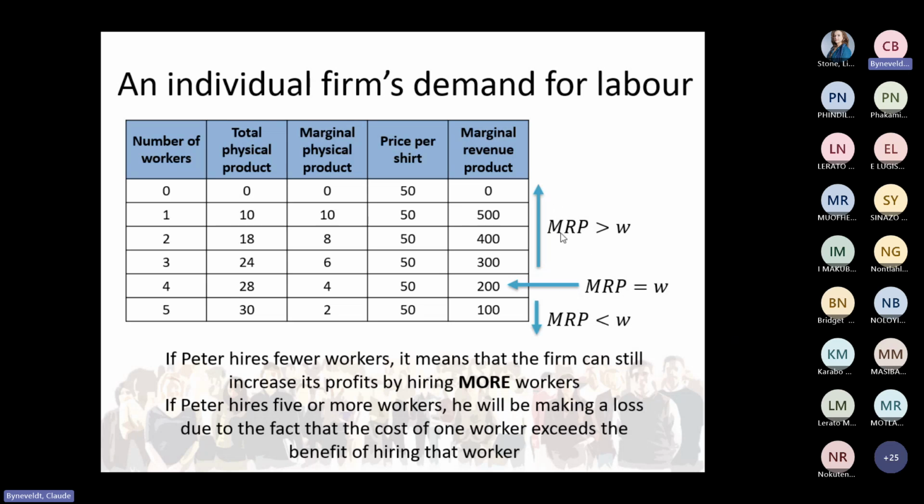If MRP is greater than W, the wage rate, then he can employ more workers. If MRP is less than the wage rate, then what will happen? If Peter hires 5 or more workers, he will be making a loss because the cost of one worker exceeds the benefit of hiring that worker. So the MRP will be less than the wage rate, and then it will not be profitable for him to employ more than 5 workers.